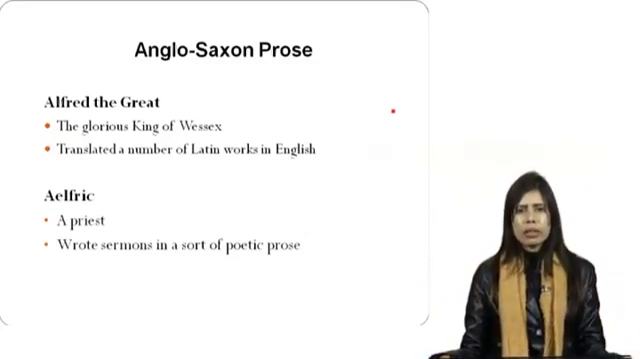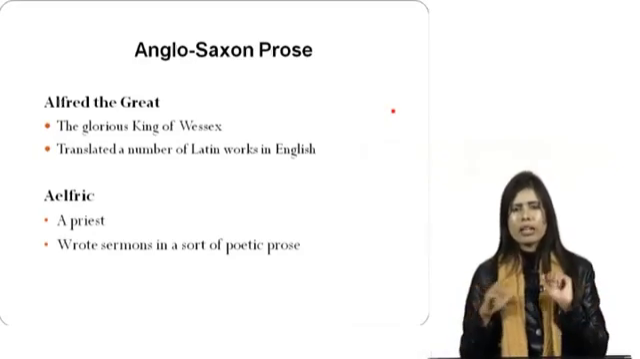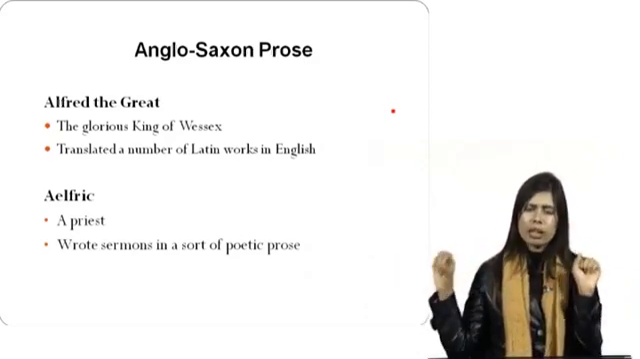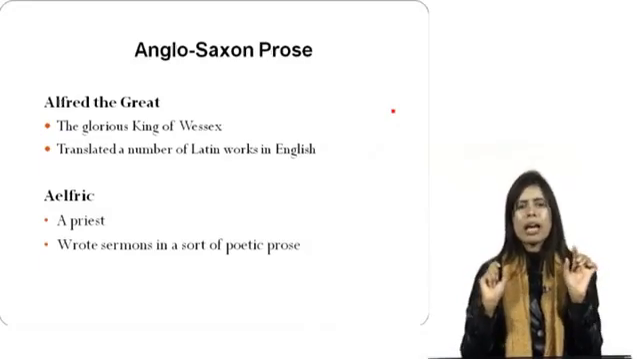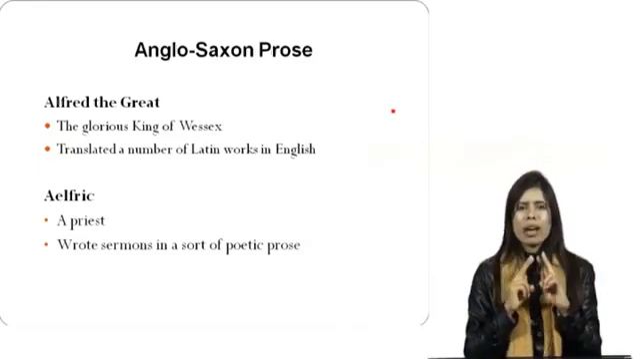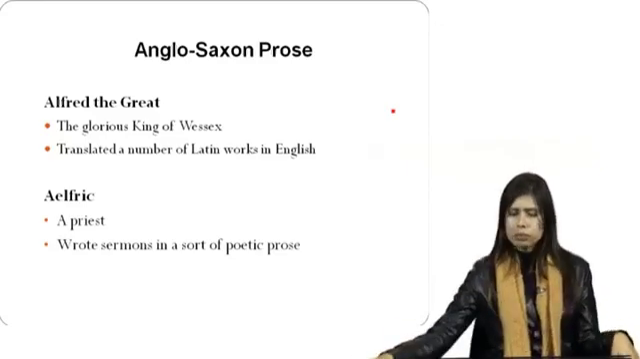Another prominent figure in prose writing was Ælfric. He was a priest and he wrote sermons in a sort of poetic prose. Sermons are like religious songs, you can say. Those were written in a sort of poetic prose. To some extent it was poetry, but not in a difficult way. Basically he was a priest, and King Alfred was the king of Wessex. So, my dear students, you have to keep in mind two great prose writers in the Anglo-Saxon period: the great King Alfred, and the other one, Ælfric.